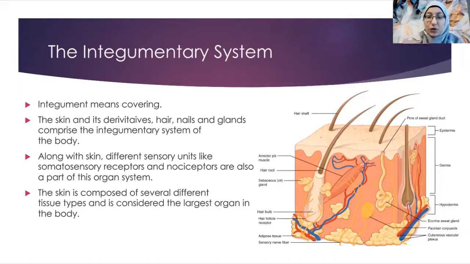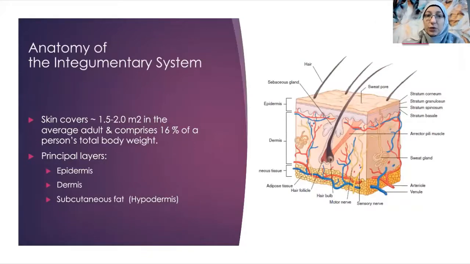As I said before, it is the largest organ in the human body, and it covers around 1.5 to 2 square meters in the average adult, and it weighs around 16% of total body weight.